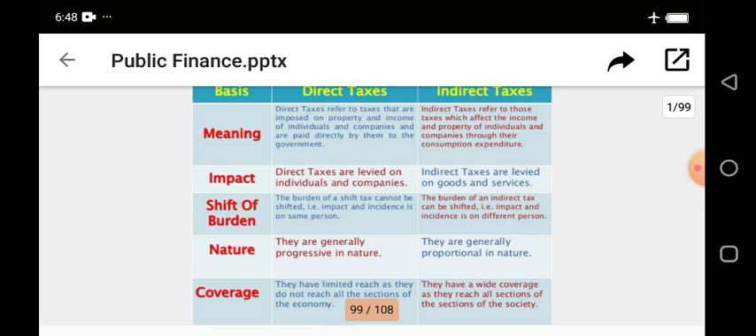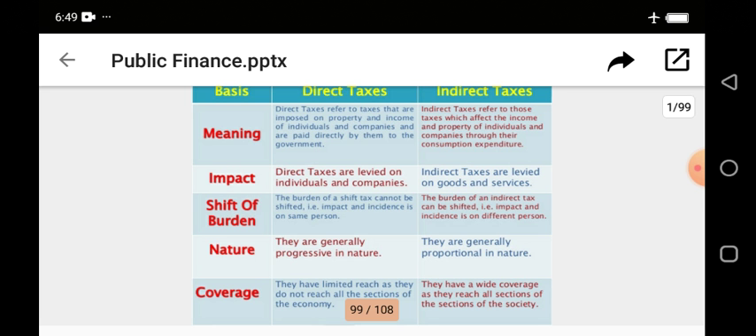So nature, your direct tax is progressive in nature, while your indirect tax is proportional in nature. Remember that progressive is pay as you earn, while proportional is a flat rate. So just like your sales tax is flat, your VAT is flat rate.